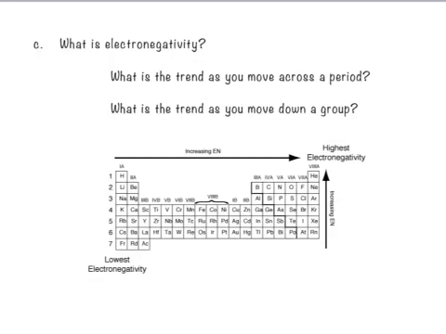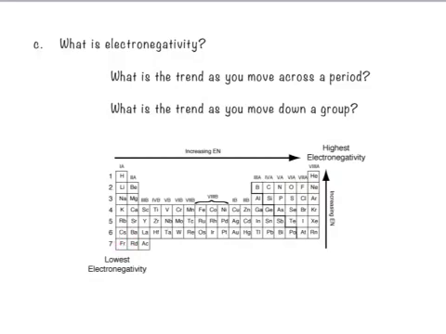Electronegativity is an atom's attraction for a shared pair of electrons. So it's really the ability of an atom to attract electrons to itself. The element with the highest electronegativity is fluorine. It is assigned a value of 4.0. And so you'll notice the most electronegative elements are going to be up here in this corner. The least electronegative elements are going to be in the lower left.